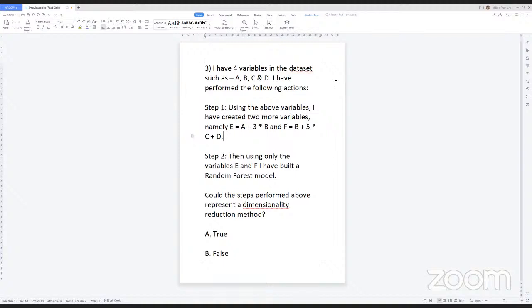Could the steps performed above represent a dimensionality reduction method? True or false? Okay, see. Yeah, it's A. Both steps represent dimensionality reduction. Okay, we'll go for the next question.